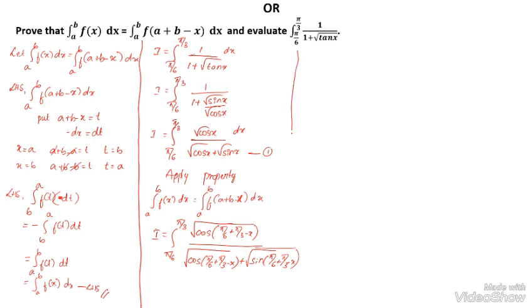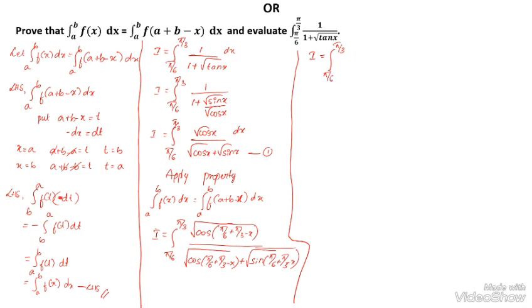Here I can use the property. By that property, the integral limits change. So I is equal to the integral from pi by 3 to pi by 6, that is, the values will be pi by 3 to pi by 6.